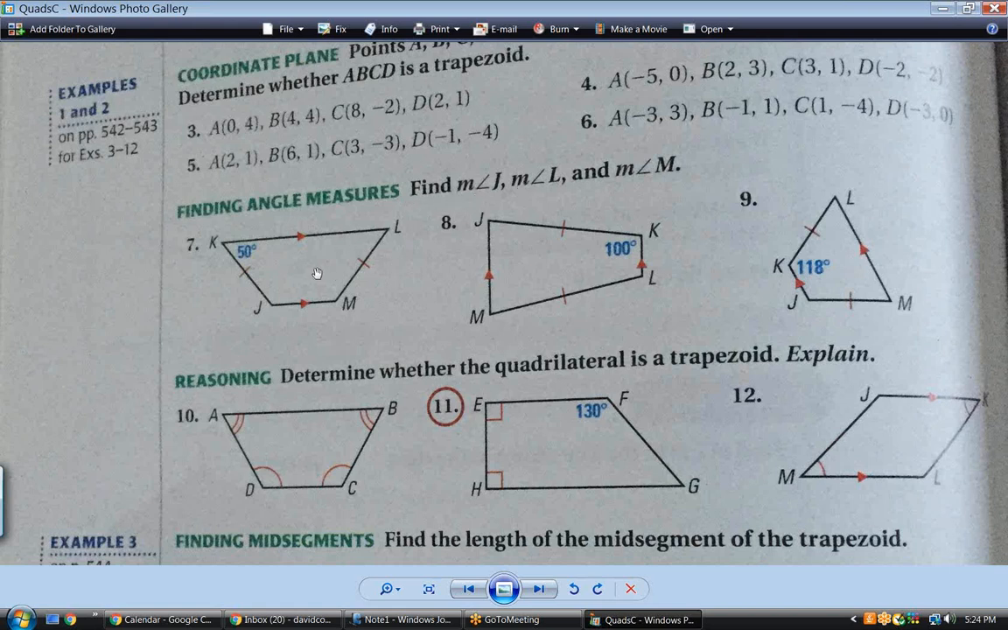Okay, so here we have what? That's a trapezoid. Why? That's a trapezoid because 2 of the 4 sides are parallel. In other words, KL is parallel to JM. That's all you need to make it a trapezoid. Number 8, JM is parallel to KL. That's all you need to make that a trapezoid. And in number 9, LM is parallel to KJ. That's all you need to make it a trapezoid.